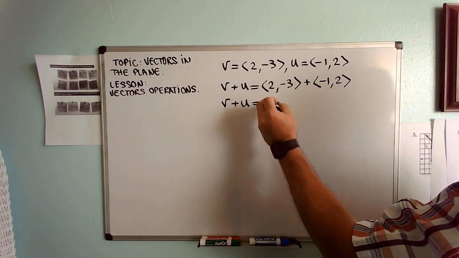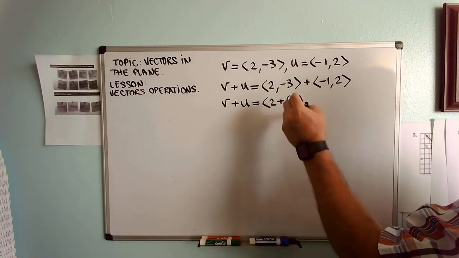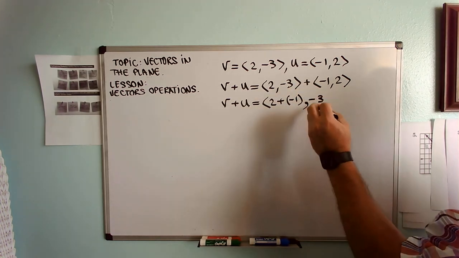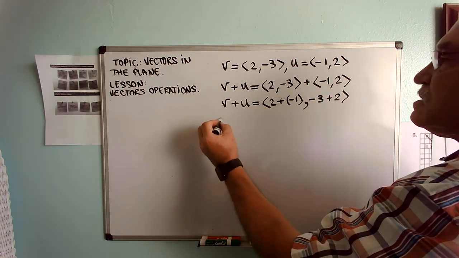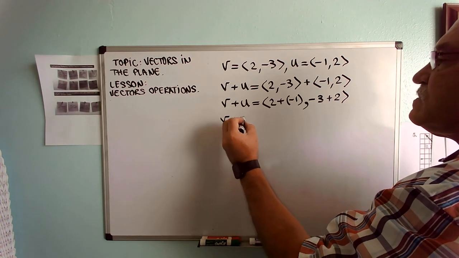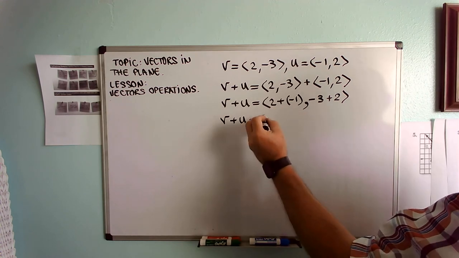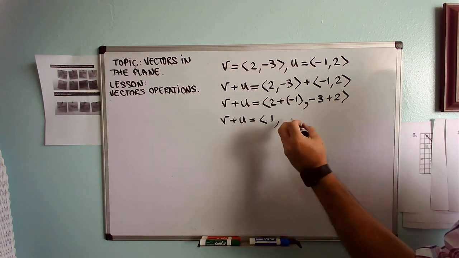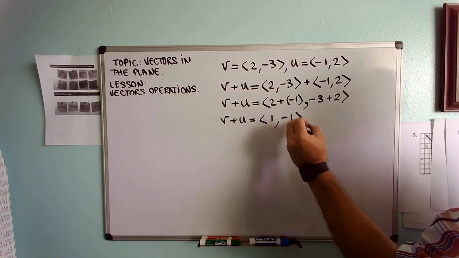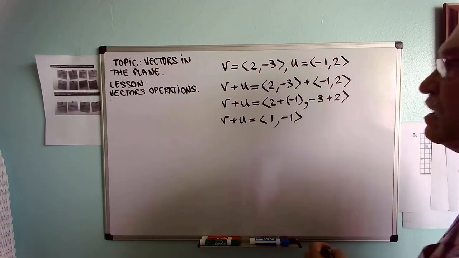is 2 plus negative 1, comma negative 3 plus 2. So then the components: 2 plus negative 1 is just 1, and negative 3 plus 2 is negative 1. And that is the sum of the vectors v and u.